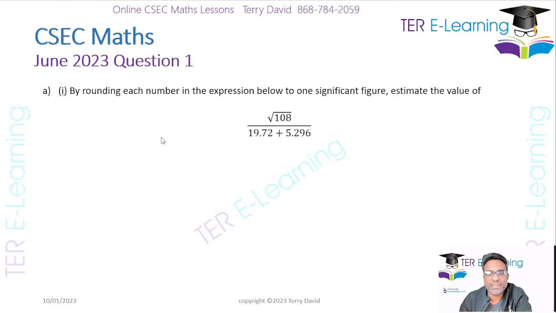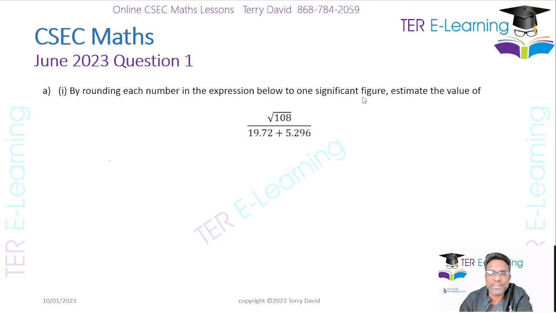Okay, let's start with question 1. In question 1 here, by rounding each number in the expression below to one significant figure, estimate the value of this. They give us an expression, but before we do anything, we have to round it off to one significant figure. So let's try that.